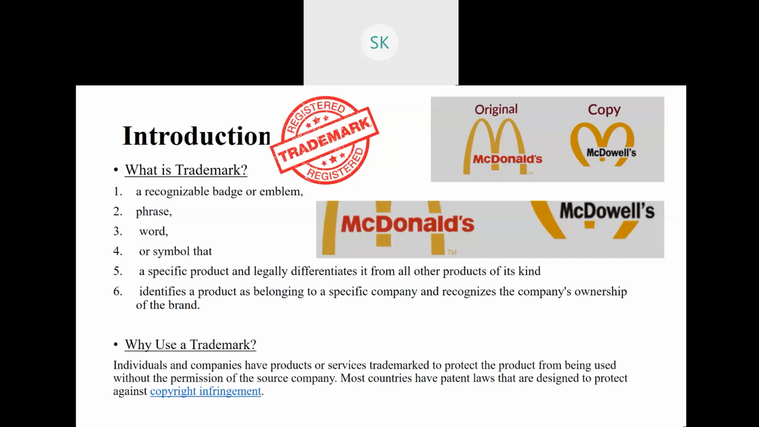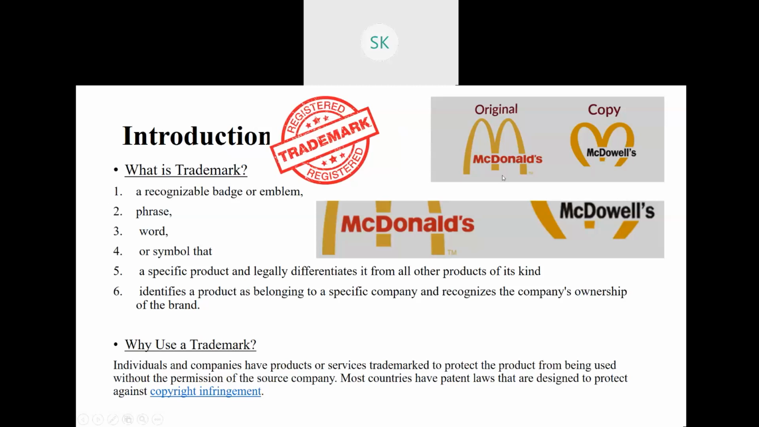Introduction of trademark. What is a trademark? A trademark is a recognizable badge or emblem which is unique, separate and differentiable. It may be a phrase also, or it may be a word.